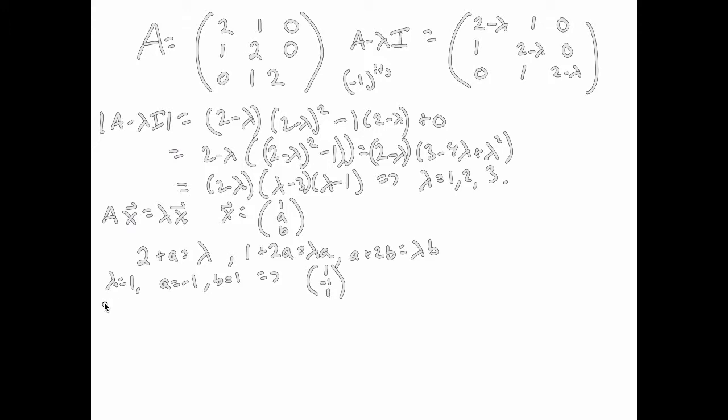Okay, now we're going to skip 2 for a second because we have some issues. Let's start with 3. Here is 3. Now for 3, the first equation implies a equals positive 1. You plug in the second one, you get positive 1 again. The third equation will then imply for lambda equals 3 that b equals 1 as well.